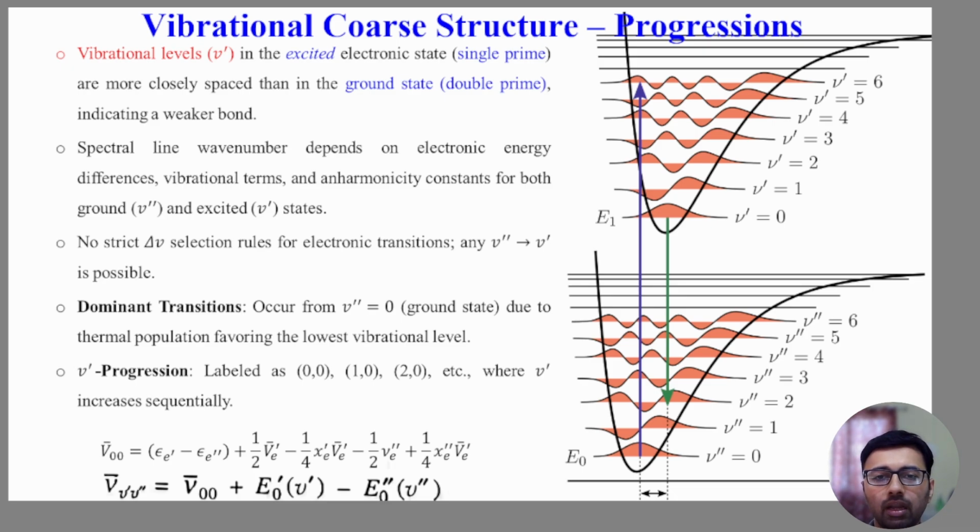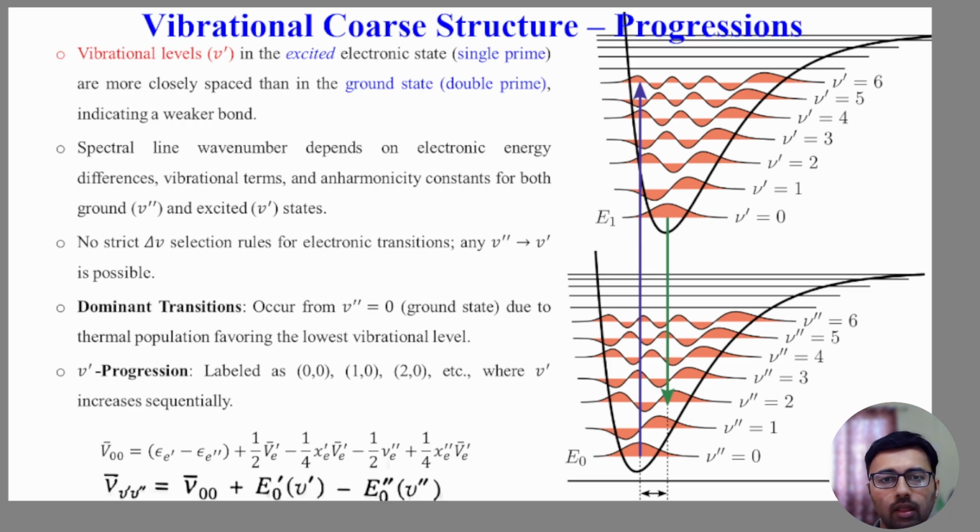To distinguish between the two electronic states, we use a simple notation. Vibrational levels in the excited electronic state are labeled with a single prime. We write them as nu prime. Vibrational levels in the ground electronic state are labeled with a double prime. We write them as nu double prime. Now observe something interesting. The vibrational levels in the excited electronic state appear closer together. Why does this happen?